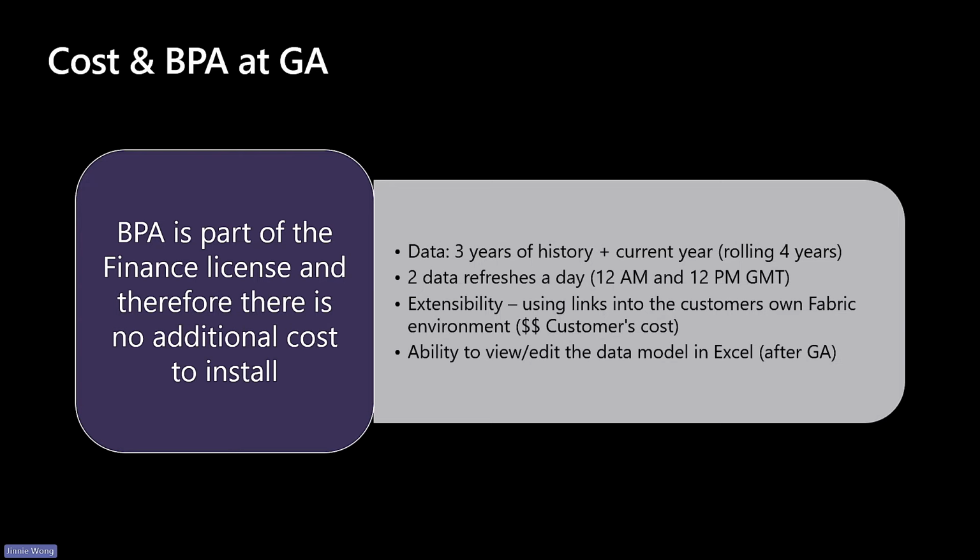Now, part of the finance license, what you do get is 3 years of history plus current year data. So that's about 4 years of data. You get 2 times a day refreshes at GA. When we GA, that'll be 2 times a day. In public preview, it's once a day.